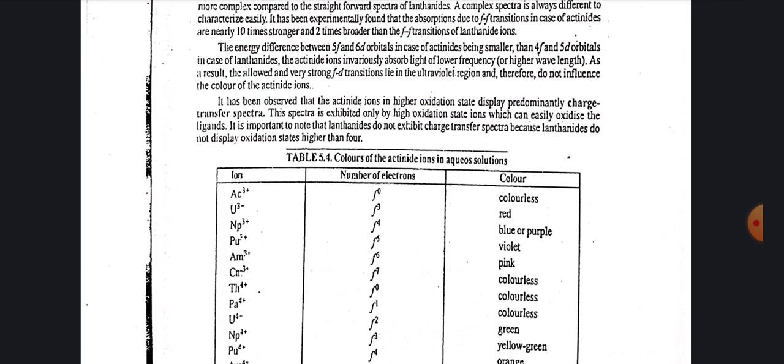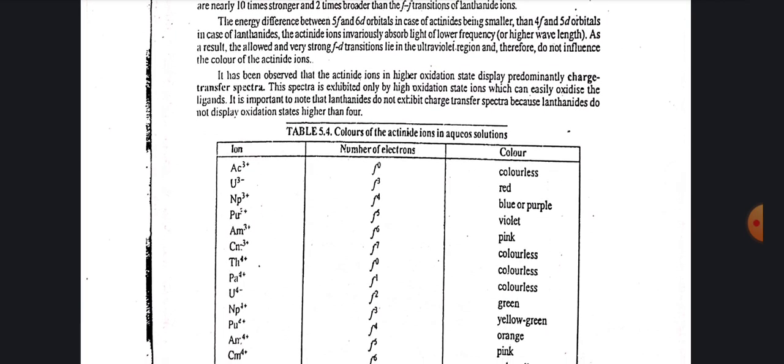It has been experimentally found that the absorption due to f-f transitions in the case of actinides is nearly 10 times stronger and 2 times broader than the f-f transitions of lanthanide ions.